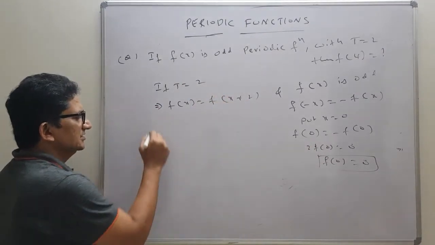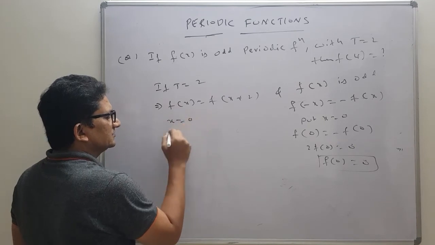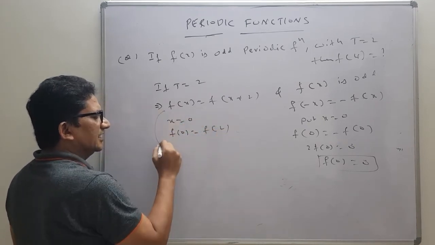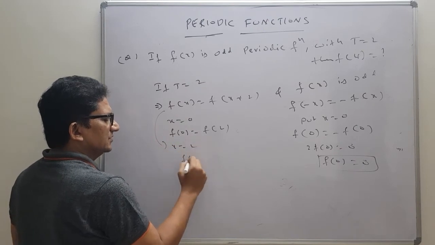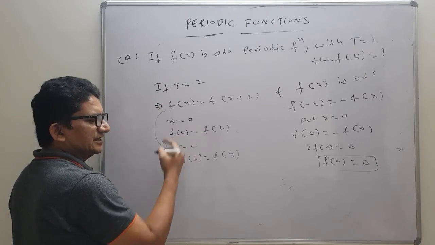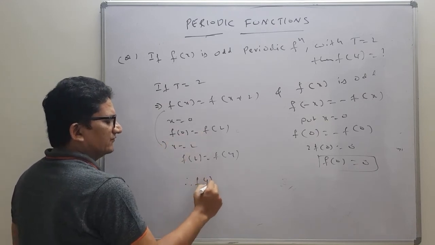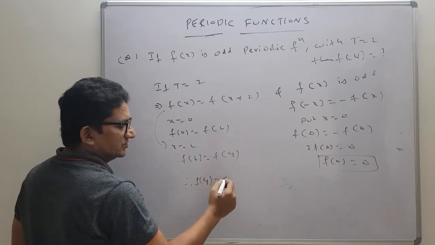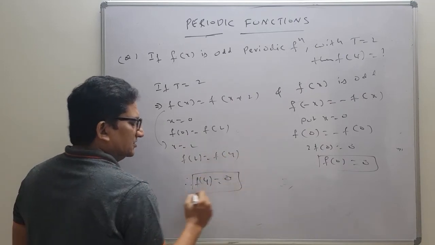So that is it. Put x = 0 in this one. We get f(0) = f(2). And again put x = 2 here: f(2) = f(4). Everything is the same. So therefore f(4) = f(0), by the transitive law. So f(4) equals what we can declare: 0.